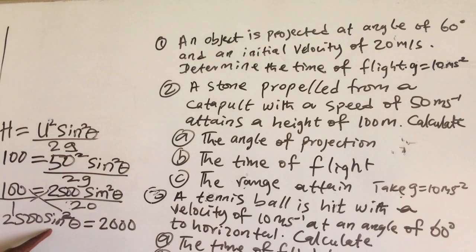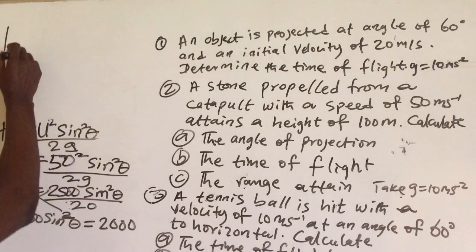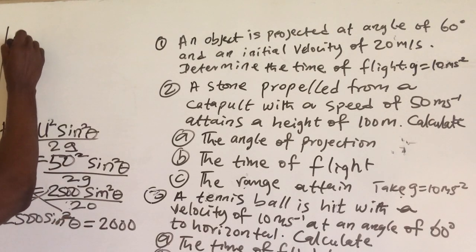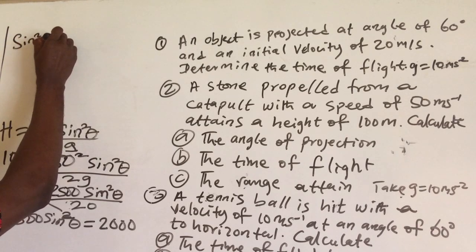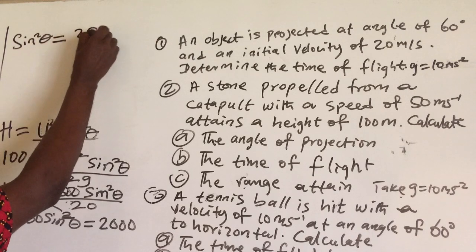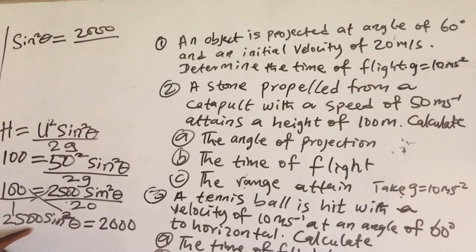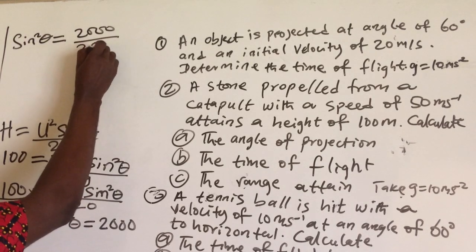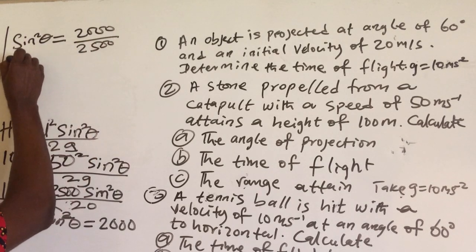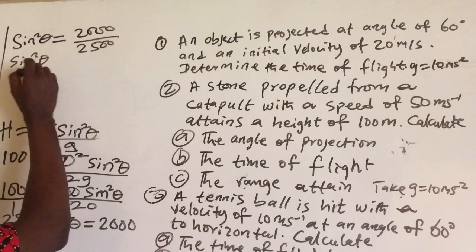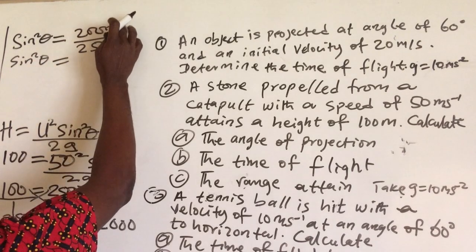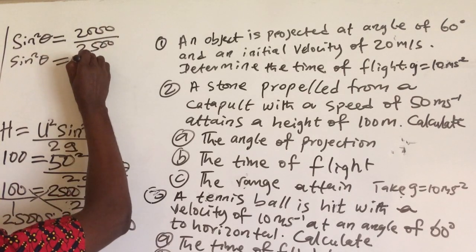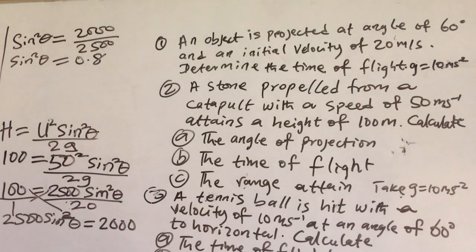Now making sine squared theta the subject of the formula, sine squared theta will be equal to 2,000 all over, dividing both sides by 2,500, okay? All over 2,500. We now have sine squared theta equals, so when we divide through, what do we have? When we divide 2,000 by 2,500, we have 0.8, okay?